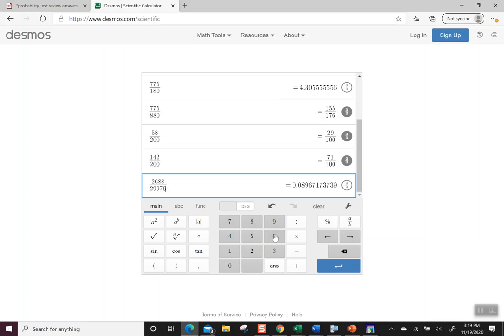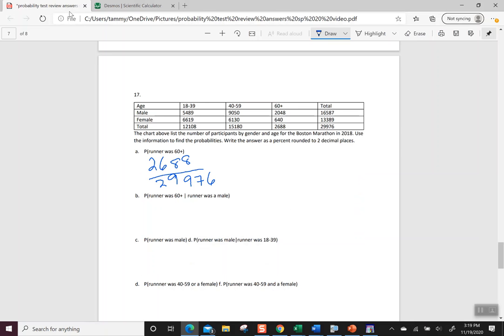29976. Okay, so if I'm trying to give a percent to 2 decimal places, it means I need to grab 4 decimal places. So I have 0, I have 8, I have 9, and I have this 6, which I'm going to round up to a 7. So let's first write that as 0.0897. That becomes 8.97%. That way, if you have an answer that's supposed to be a decimal, you know what the decimal looks like, we know what the percent looks like.